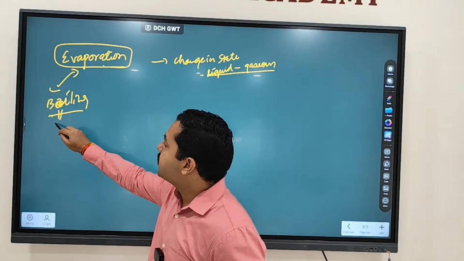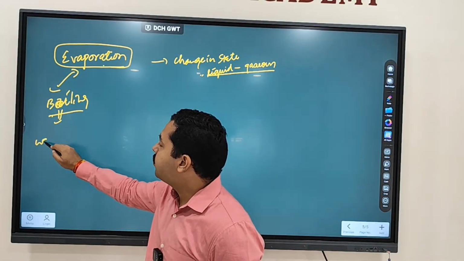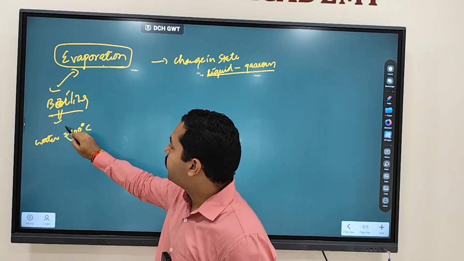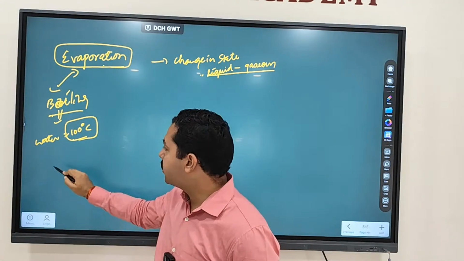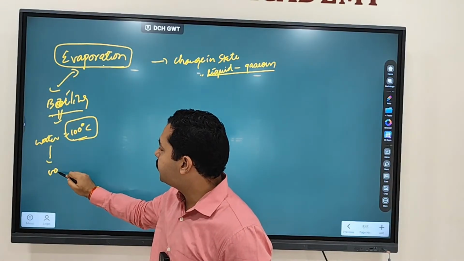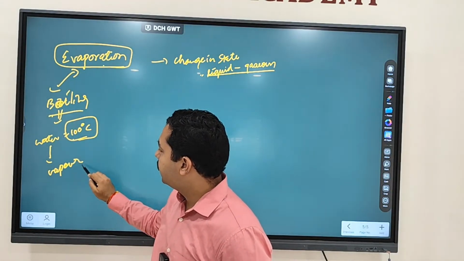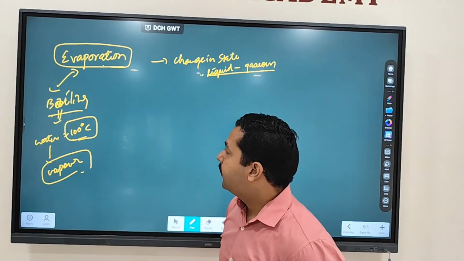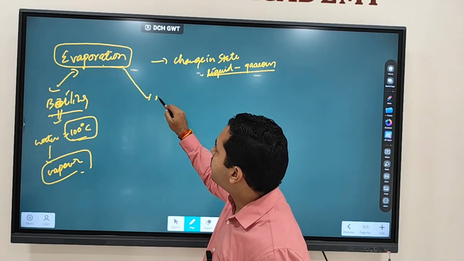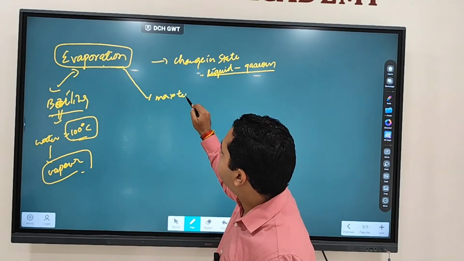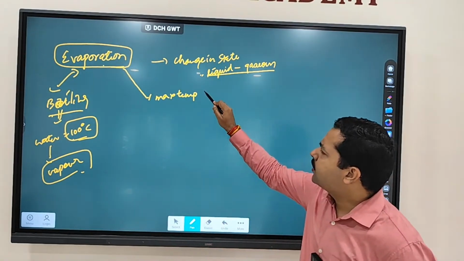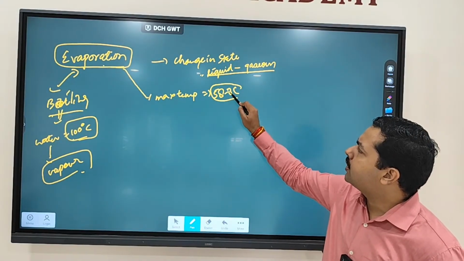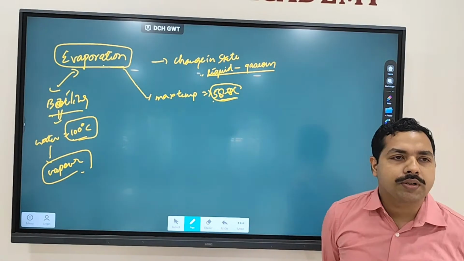So as we discussed, let's say we are taking water. Water boils at which temperature? 100 degrees Celsius. So when you are providing this much temperature, water converts into vapor state. Fine. How much maximum temperature has been recorded on Earth? As we discussed, it is somewhere around 58 degrees Celsius. This is the maximum temperature recorded on Earth.